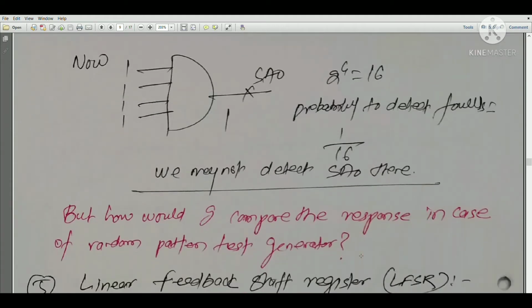But how would I compare the response if I go by this method only? Suppose I am applying it for a smaller circuit. How would I compare the response in case of a random test pattern generator? Because test patterns are randomly generated. It is 1000, it is 0011, it is 1000. Any pattern is randomly generated. So how can I compare that pattern with the standard logic? This is again the problem.